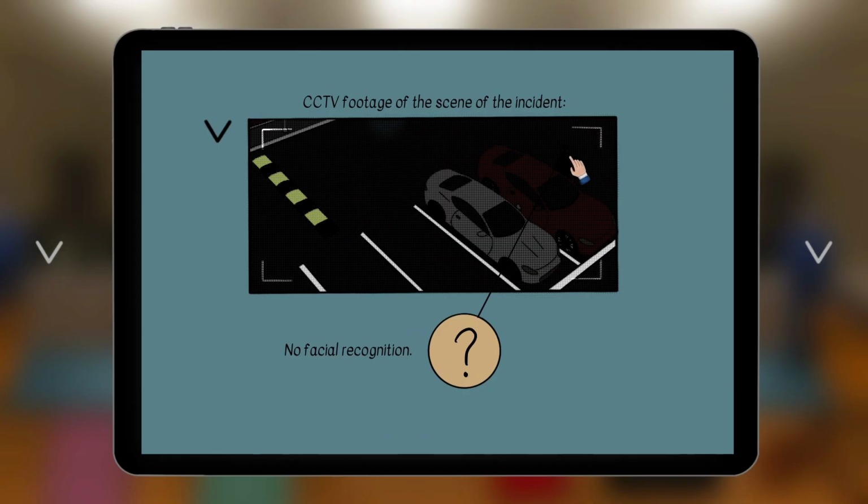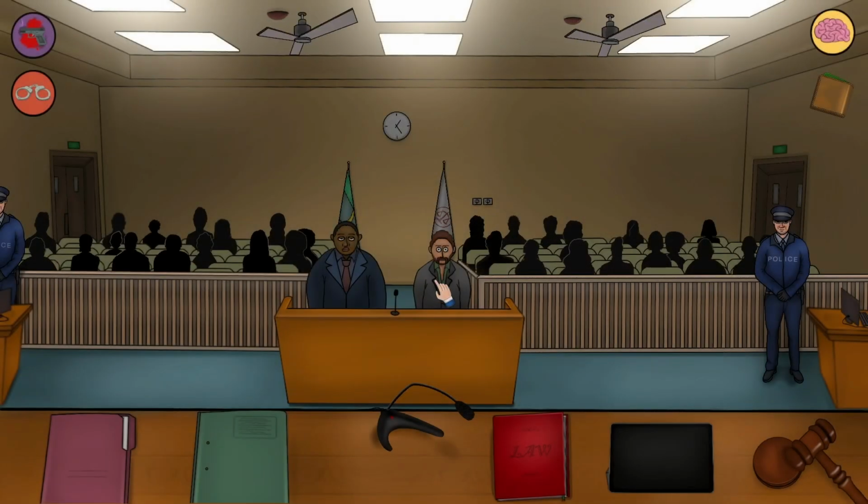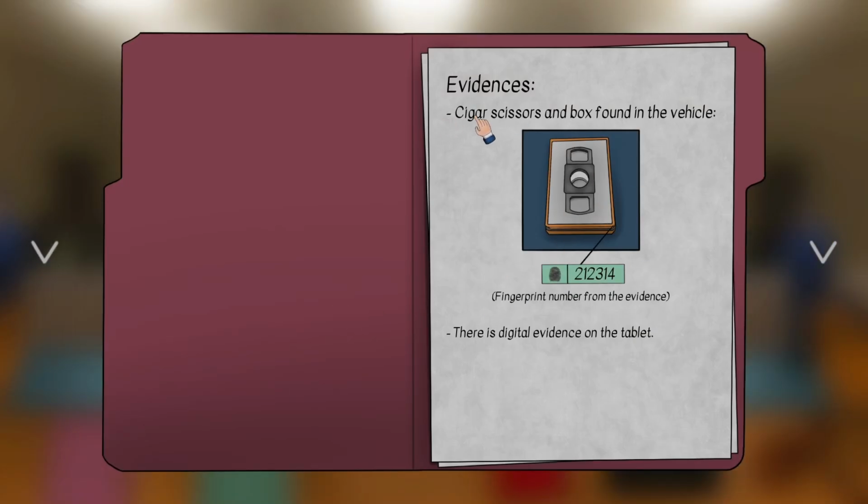So that's pointless. This is what automatically makes me suspicious and know that Connell is guilty. So I'm probably going to let Connell serve his time or whatever the law book has me doing, and I will let Bob go. I fully believe the story because he just immediately said, I do not accept any of the accusations against me, and he does not know anything, when clearly his 212314 fingerprint number is immediately on the cigar scissors and the box that was found. So clearly he touched that box, or that was the package that was supposed to be delivered, and Bob never touched it.